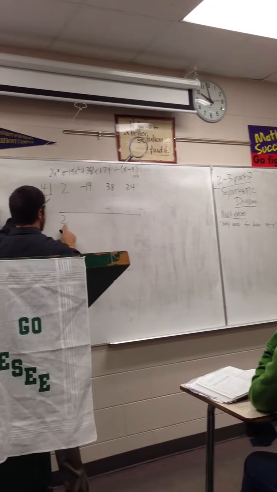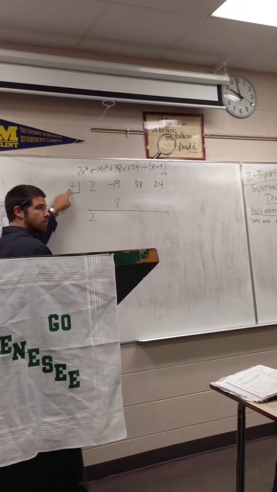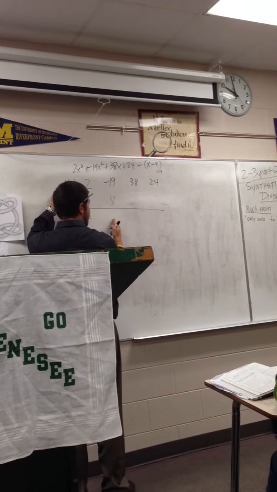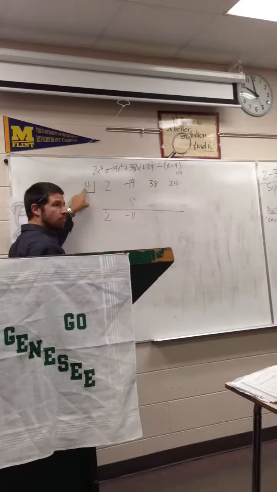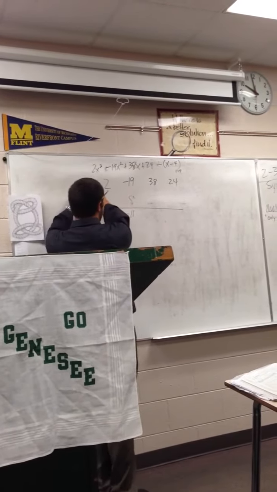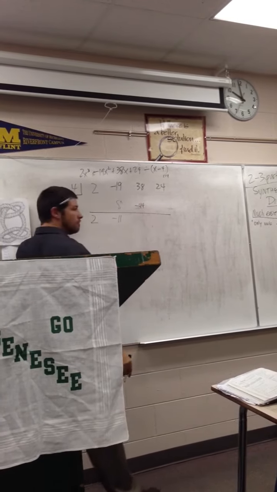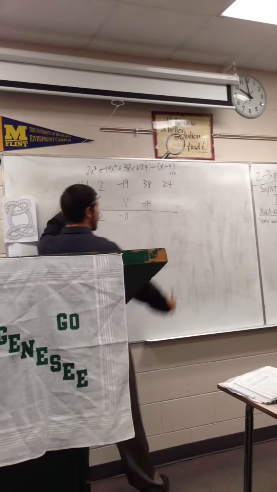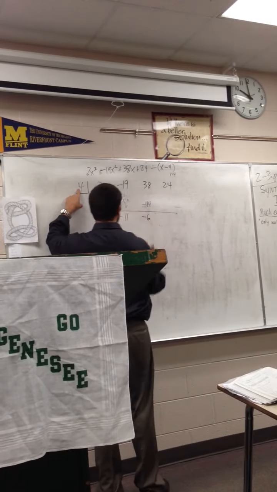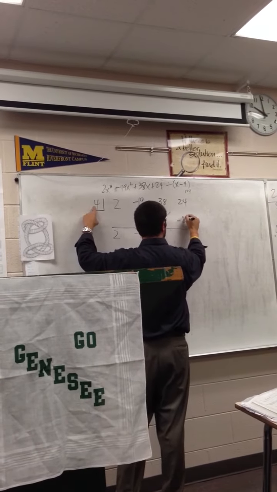Multiply around, 4 times 2 is 8. That goes right here. Add them up in the column. Negative 19 plus 8 is negative 11. Watch how this ends up. Multiply around. 4 times negative 11 is negative 44. Take your column and add it up. 38 minus 44 is negative 6. Multiply around. Negative 6 times 4 is negative 24.